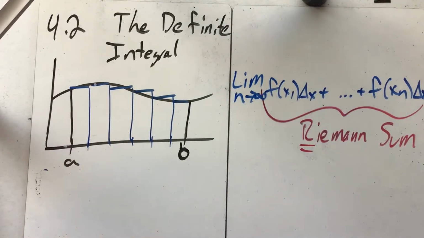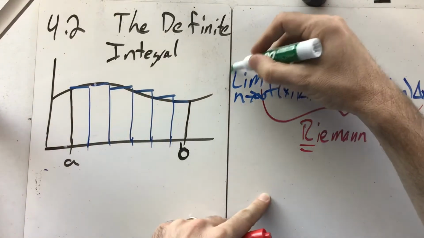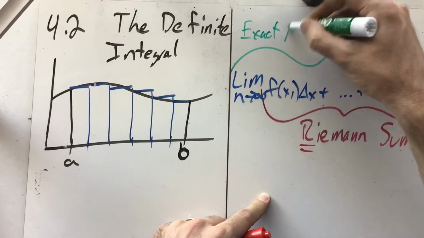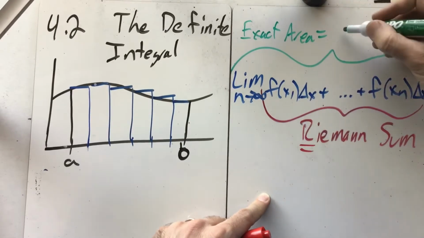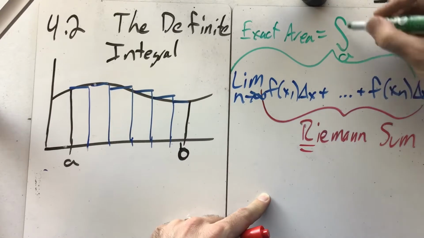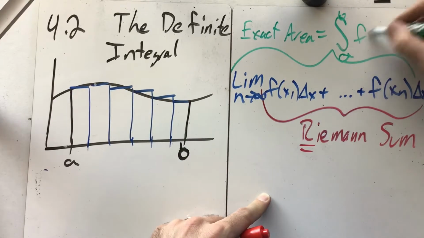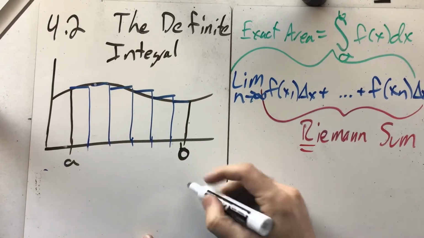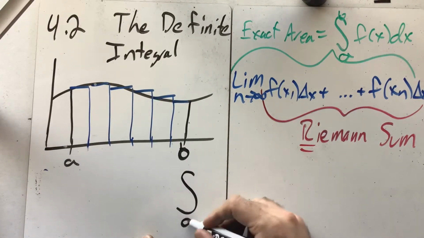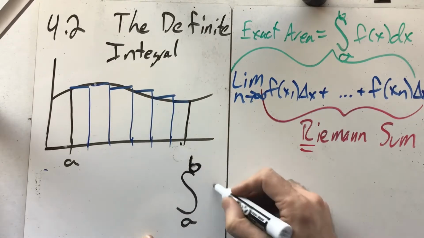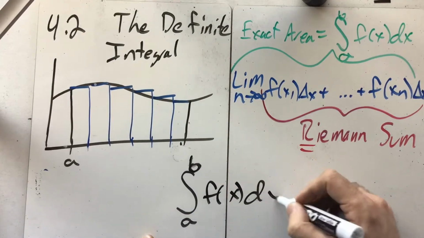And so whenever I put the limit on it, and I say what is the exact area, that's what we call the integral. And we use this fancy integral notation, and we put a and b, f of x dx. So let me talk just a little bit more about that integral notation. I'm going to write it again right here just so we can look at it a bit more clearly. Integral from a to b of f of x dx.